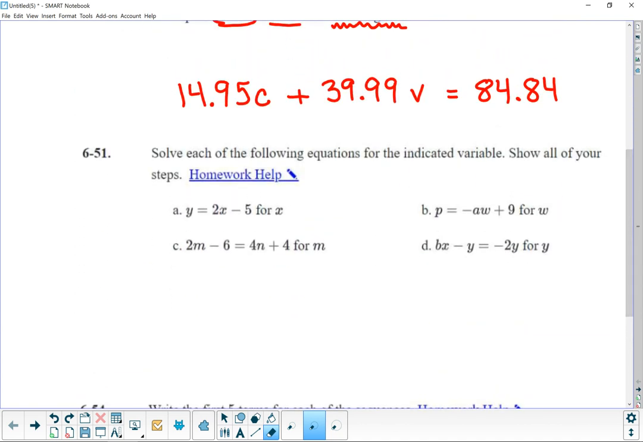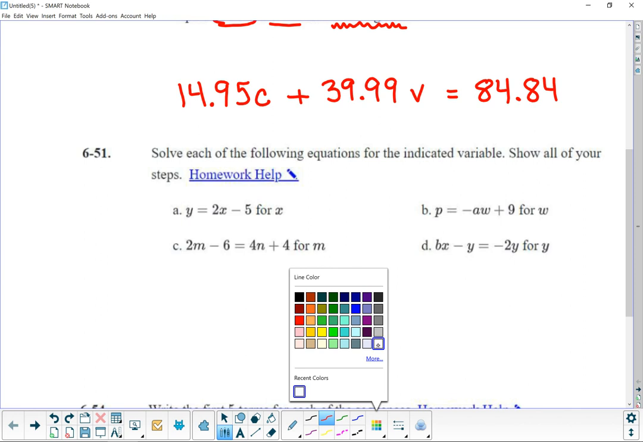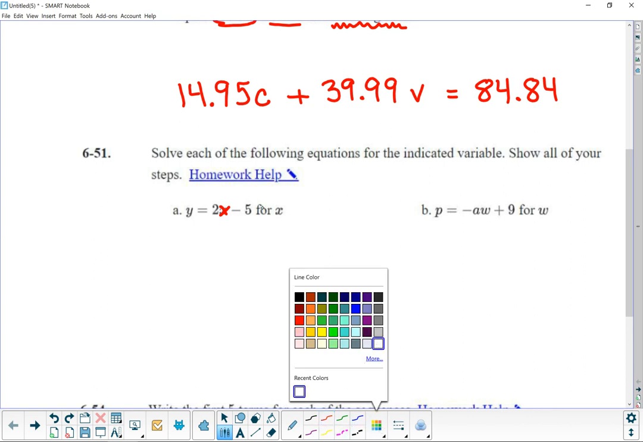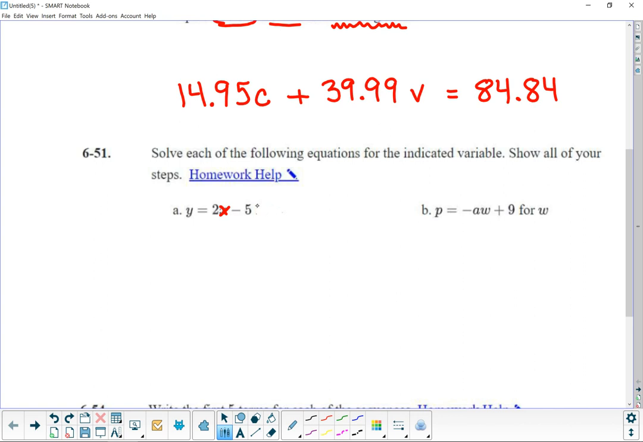51. Solve each of the following equations for the indicated variable. Show all of your steps. Okay. So for A, it says y equals 2x minus 5. And we need to solve for x. So I'm going to go ahead and take these out for now. All right. So if I solve for x, which means I need that x right there. Okay. So I need to solve for x.